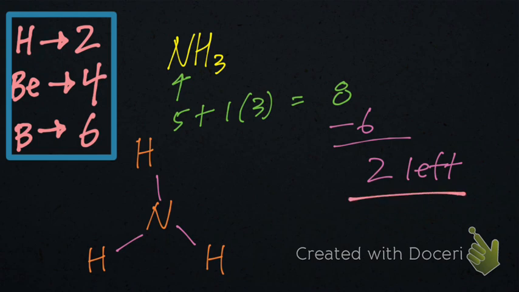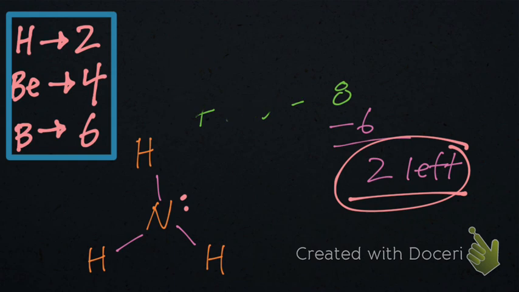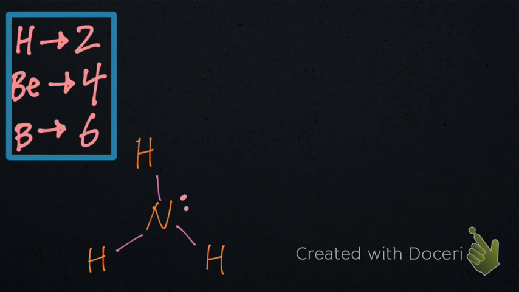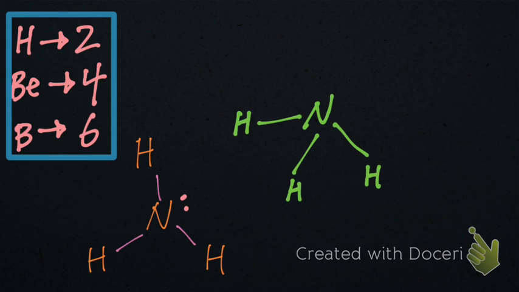So NH3, everything's good except I have 2 left, and nitrogen is not happy. So you're going to put the lone pair here on nitrogen. Okay? Yes, Sean? Not as of right now. In actuality, NH3 is going to look like this, though. It's going to look kind of like a 3-sided pyramid with lone pair at the top.